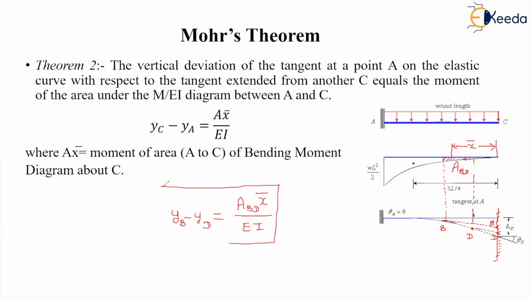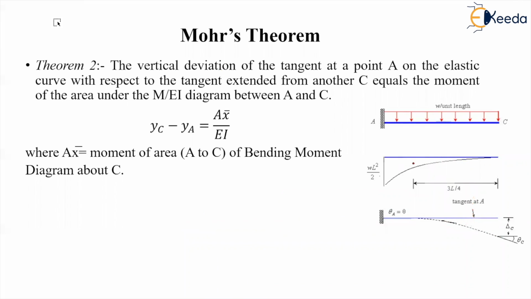The difference between the deflection of 2 points at a certain vertical line is given by the moment of that area about that vertical line. So this is the theorem. And if I want to find the deformation at a certain point, this method gives the difference in the deformation. So that can also be found using this method. How to find that?